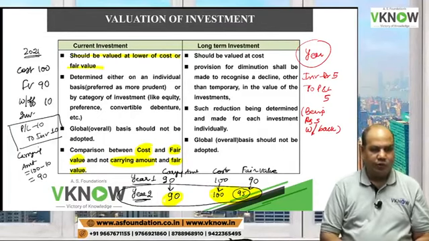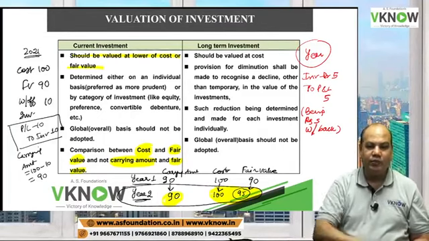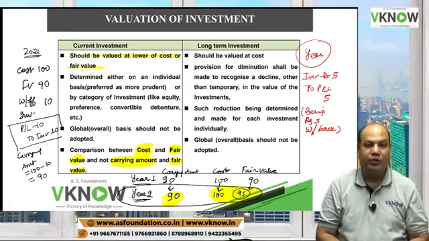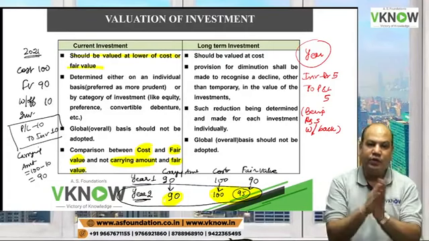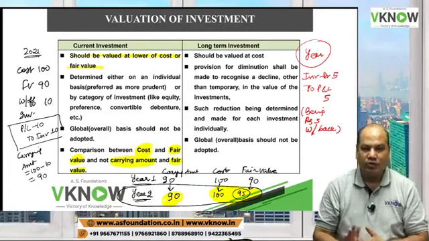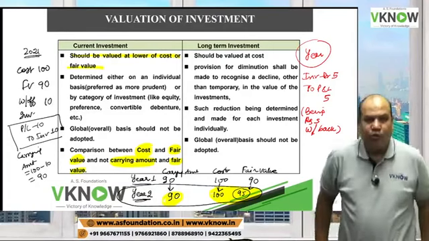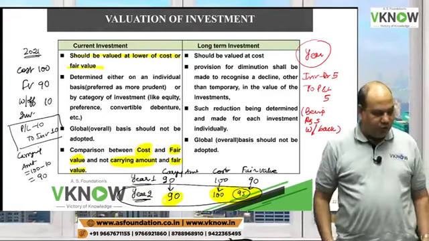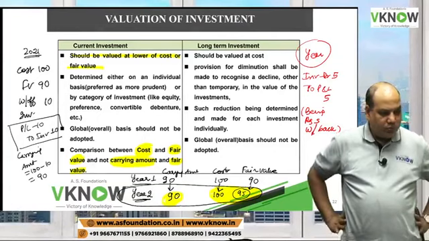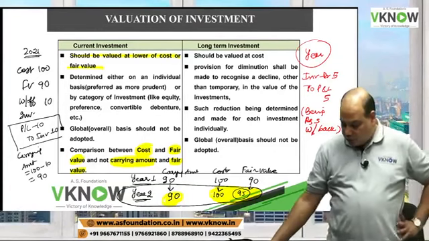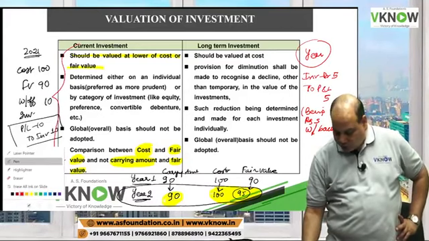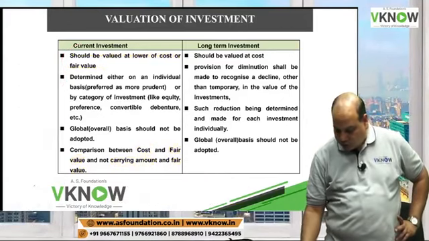Is it right? First year I have written down by 10. Second year I have written up by 5 rupees by reversing the entry. So I have reversed the previous year loss. That is allowed. So this is about current investment. Keep all this in mind, we will require it in the question coming below.